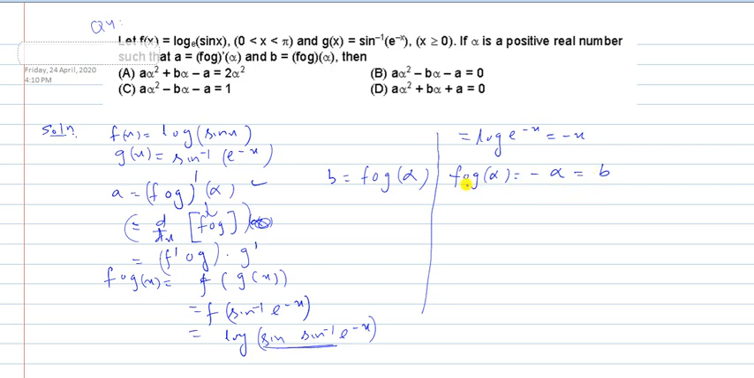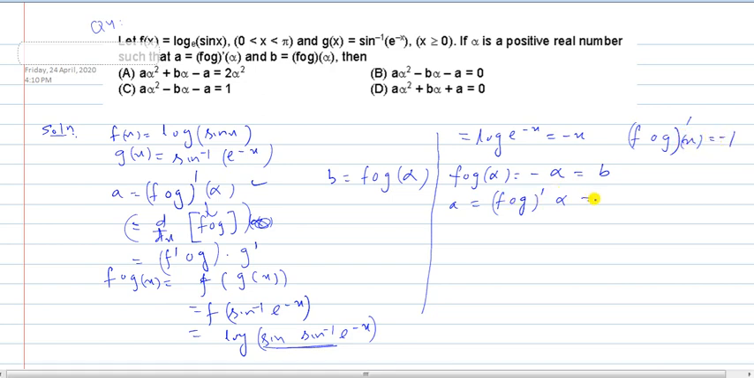Now let us find what a is. A is nothing but f of g whole dash alpha. Now let me find f of g whole dash. This is f of g of x, so f of g whole dash x will be minus 1. So at last I am getting a equals minus 1 and b equals minus alpha.